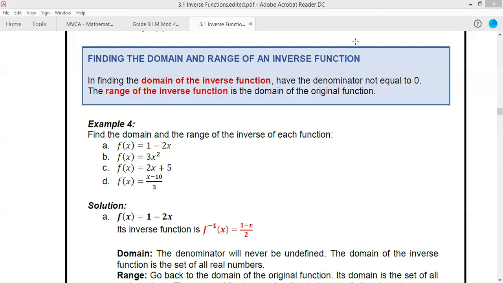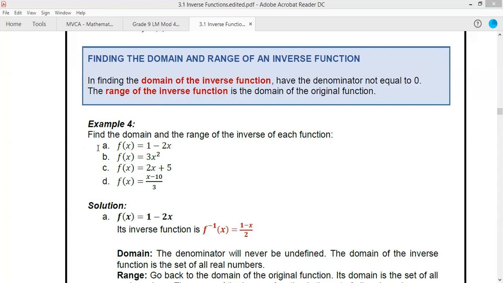Good day. Today, we're going to talk about how to find the domain and range of an inverse function. Remember that if we want to find the domain of the inverse function, we need to have a denominator not equal to 0. It means that we need to solve for the inverse function and check its denominator. The range of the inverse function is the domain of the original function.